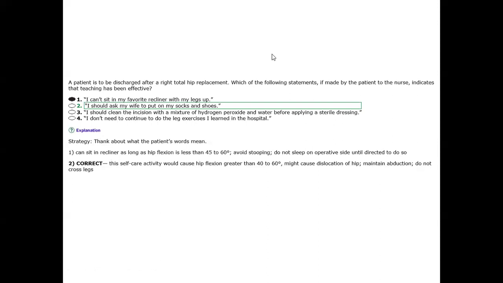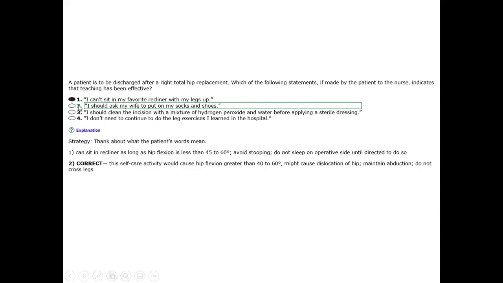So number 1 is not the answer, because the patient can sit in a recliner as long as hip flexion is less than 45 to 60 degrees. Avoid stooping. Do not sleep on the operative side until directed to do so.